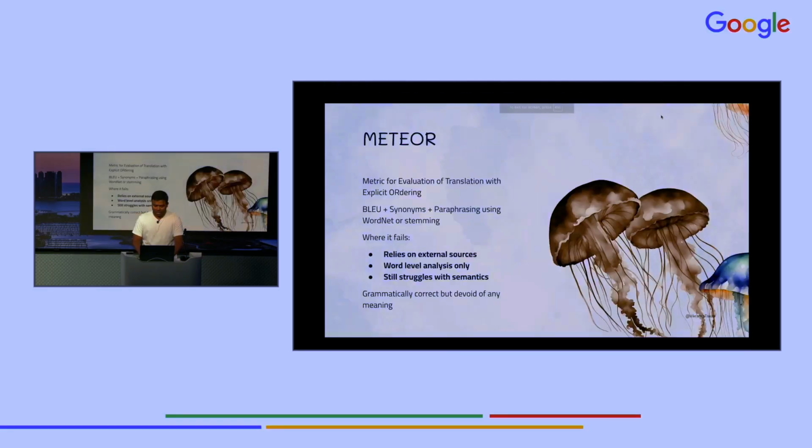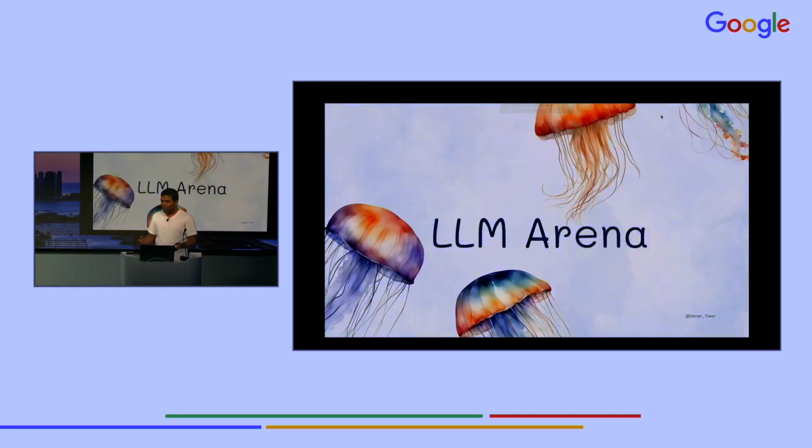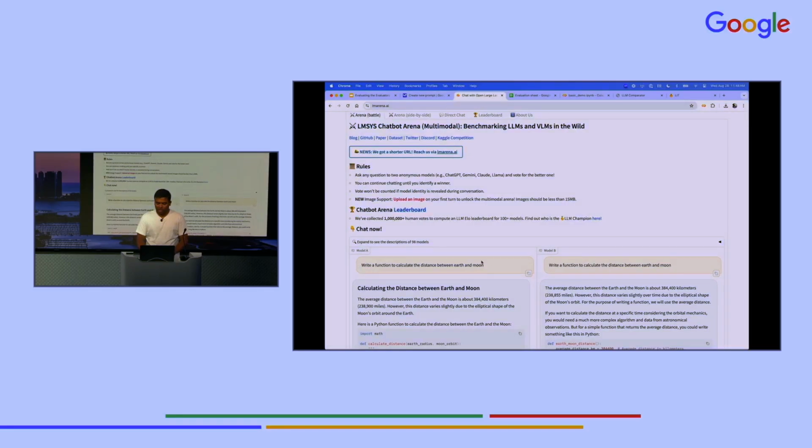Okay, let's take a look at how exactly people are doing this. So how are people doing this right now? The best example that we have out there is called LLM Arena, and this is LLM Arena. What ends up happening is you come here and give a prompt. So I wrote the prompt, which is the same thing that we asked: write a function to calculate the distance between Earth and Moon. It takes the prompt and has two different models. We don't know what the two models are, and it uses those to generate the response.